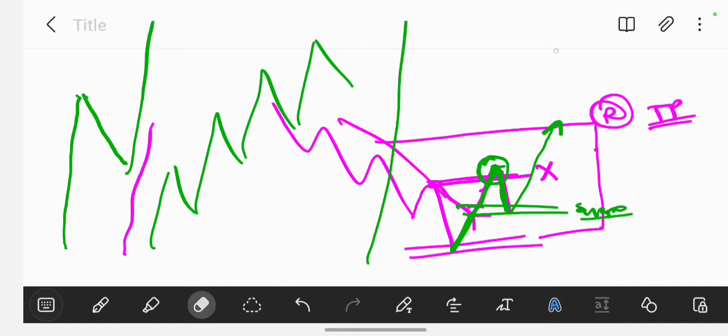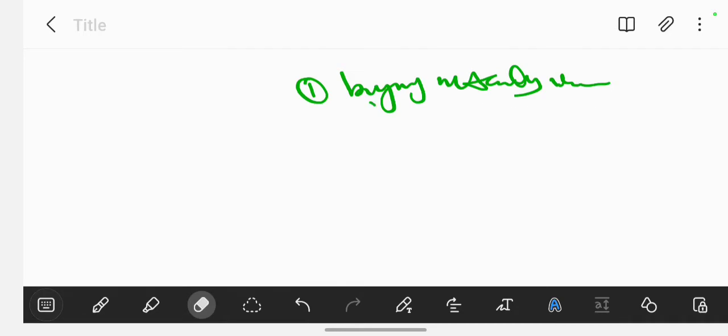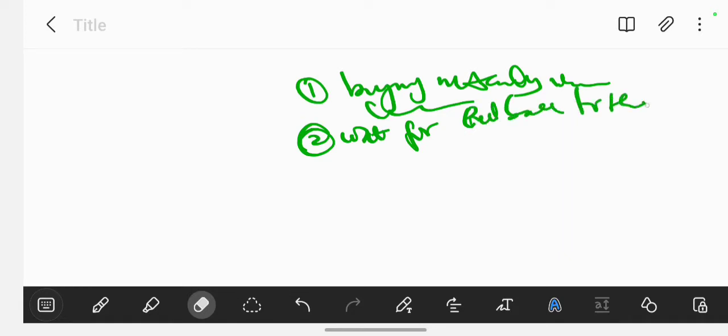A breakout. Let's just recap. Trader, the first way would be what? Buying instantly when the breakout happens. Number 2, wait for pullback to the structure that is broken. So if it's a trend line, it will be a retest of the trend line. If you're trading the head and shoulders, it will be a retest of what? The neckline. I think they call it that.